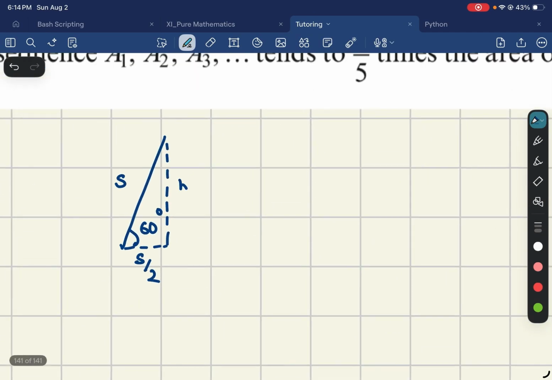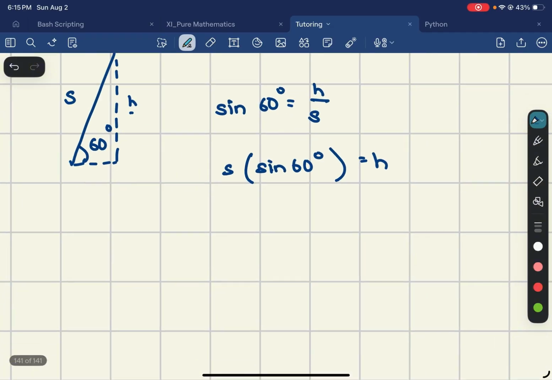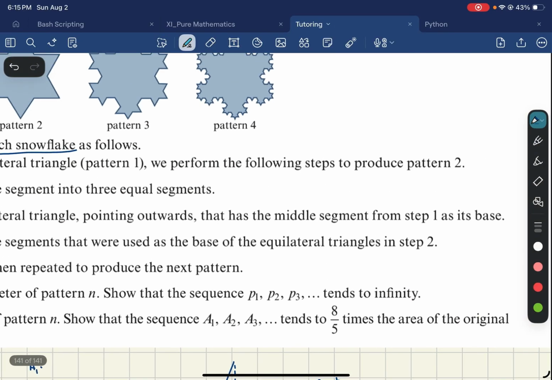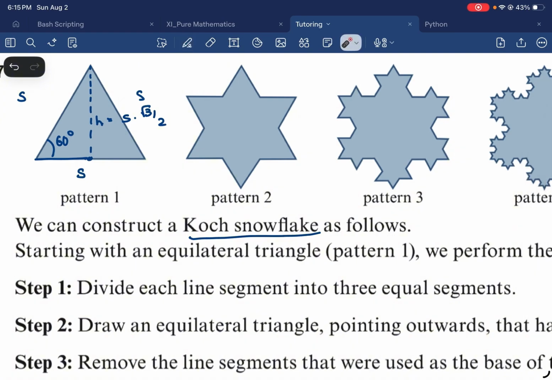So let me use some trigonometry. All right. So basically, let's say sine of 60 degrees is going to be opposite, which is H, over the hypotenuse, which is S. So S times sine 60 degrees is going to be H. All right. So I don't need actually this side. So H is going to be S, and sine 60 is root 3 over 2. All right. So this height is S times root 3 over 2. So what is the area of this triangle? Well, it's going to be the half times base times height.